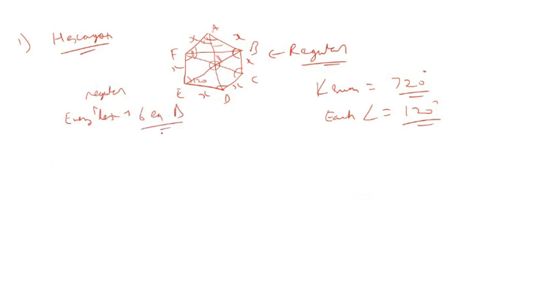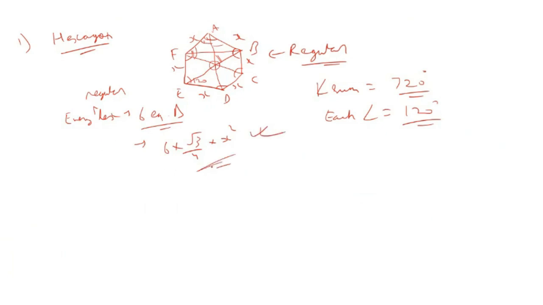Okay. So for the area, if we need to find it, every equilateral triangle has a side x. So every equilateral triangle will have an area of root 3 by 4 x square. So the total area of the hexagon will be 6 into root 3 by 4 x square for a regular hexagon. This is the area of a regular hexagon.